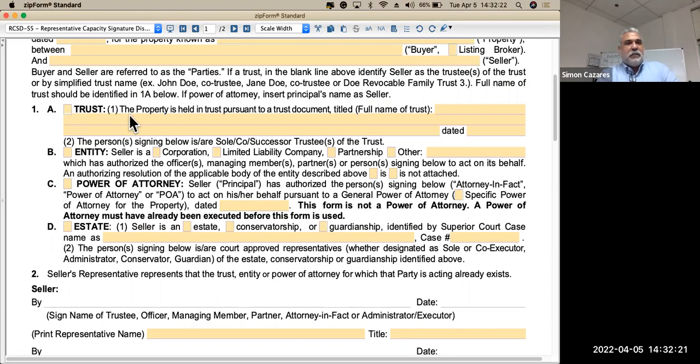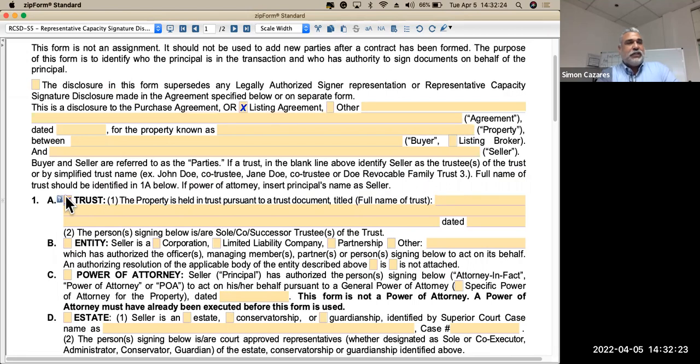So if the property is in a trust, you're going to check the trust, and then you're going to put in, as I indicated earlier, what is the name of the trust? The John Smith Family Trust. And then this is where you're going to put John Smith Family Trust.